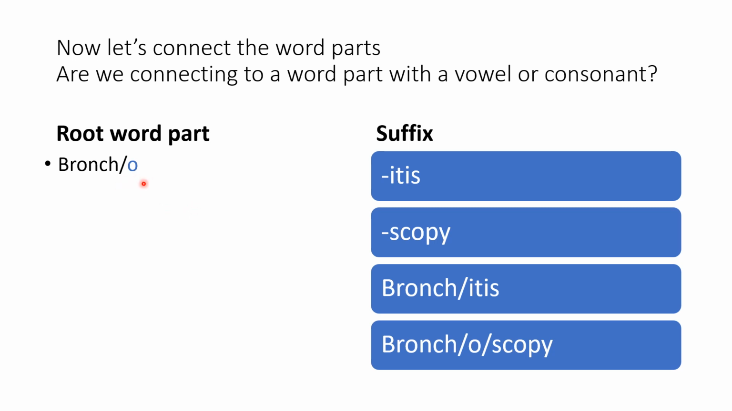Let's start with the root word part broncho. We have two suffixes here. We have itis and scopy. Itis begins with the letter I, which is a vowel, and scopy begins with the letter S, which is a consonant. When we are connecting broncho with the suffix that begins with a vowel, we drop the O and create bronchitis. However, if we are connecting it with scopy, which begins with a consonant, we keep the O, bronchoscopy.